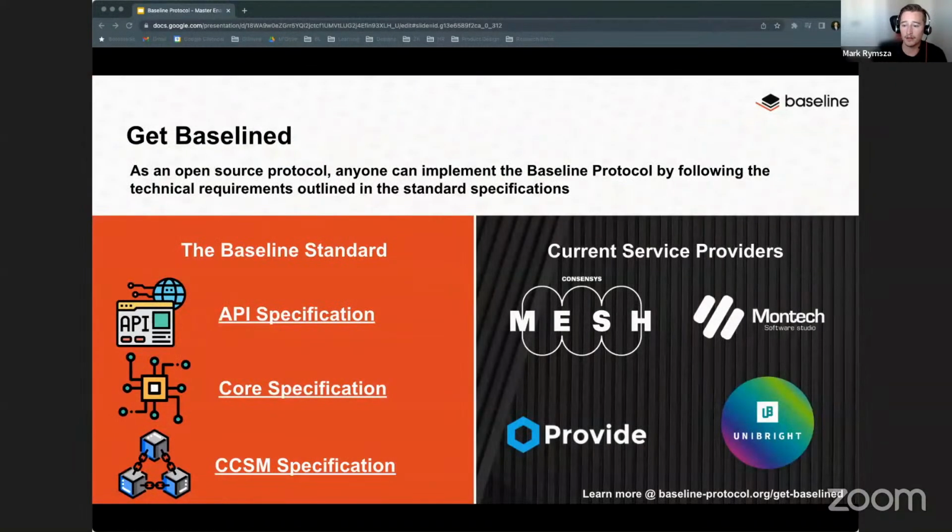And then, since we're talking about offering baselining services, if you're looking to get baseline, there are ways to get it. You could do your own implementation yourself and look through the baseline standard, look through the API, the core, and the CCSM specifications. And there are also service providers that offer baseline solutions like Consensus Mesh, Montech, Provide, and Unibright.